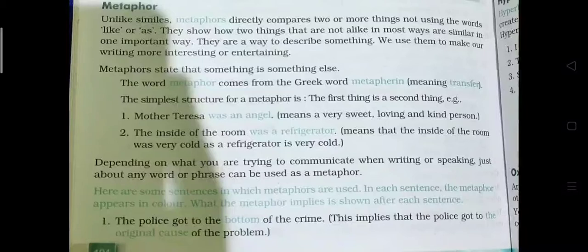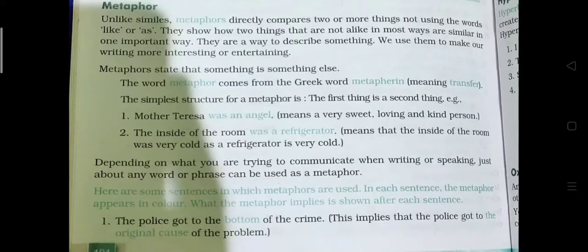What does it mean? कि जो पहली चीज हमारे पास है, what two things we are comparing, the first thing which we have is exactly the second thing. Mother Teresa was an angel. We have two things: Mother Teresa and an angel. So Mother Teresa, we are saying that she is an angel.